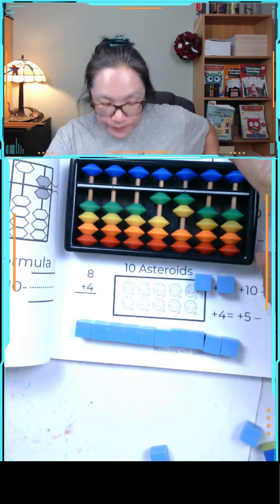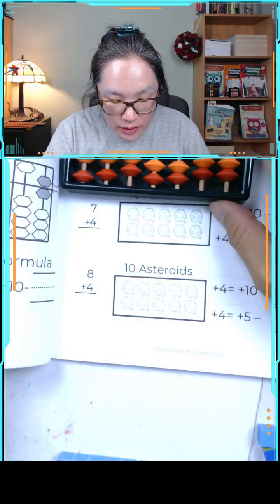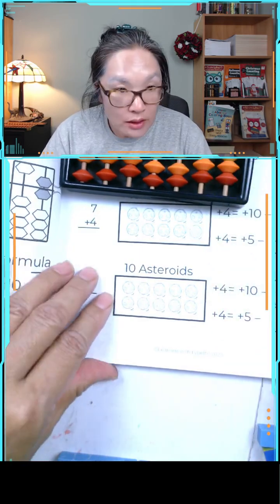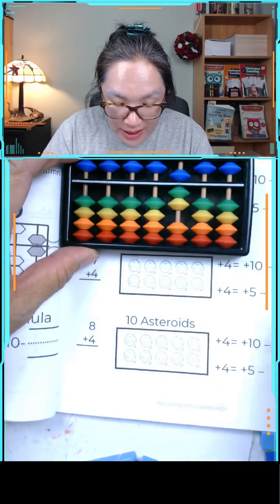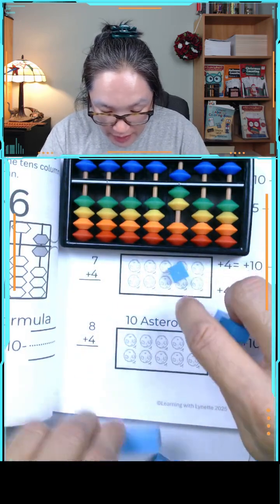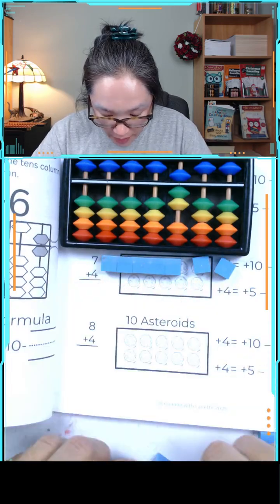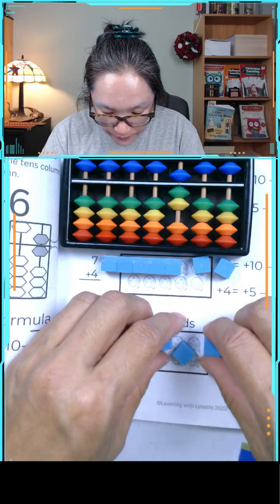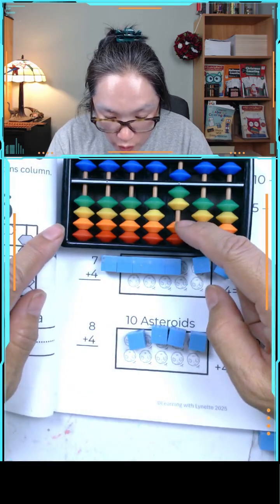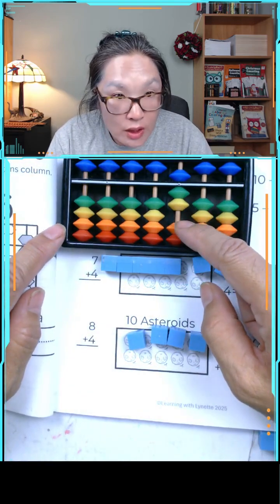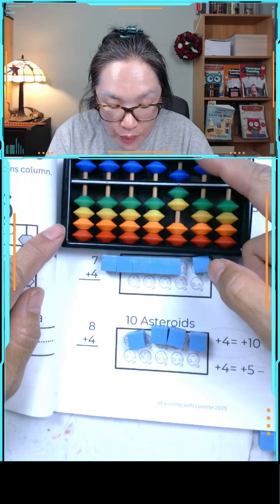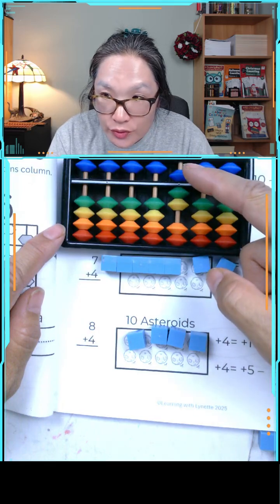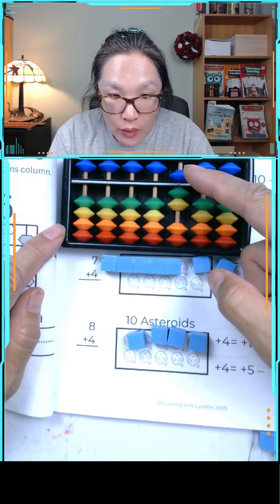Let's do another one. Let's do 7, right? It's the same thing. So we have 7 on the abacus. I have 7 on my abacus, right? I want to add 4. 1, 2, 3, 4. There's no more room to add 4. There's only 2. Because there's no more room to add 4, I know my next 2, I need to round up.